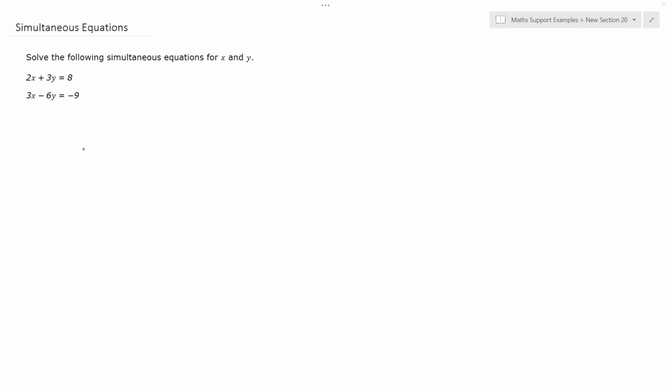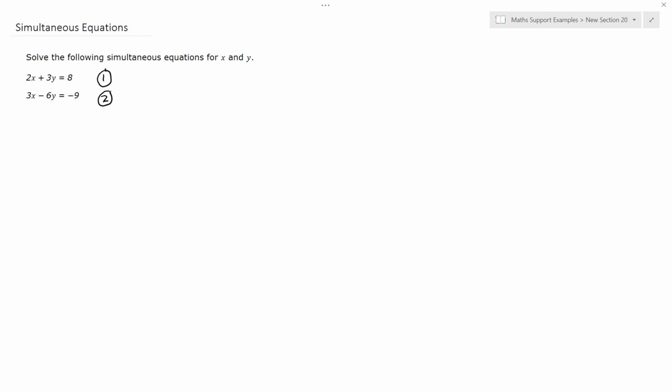For this example, I want to solve the following simultaneous equations for x and y. We have 2x plus 3y, which is equal to 8. I'll call that equation number 1. And we also have 3x minus 6y is equal to minus 9. And I'll call that equation number 2.